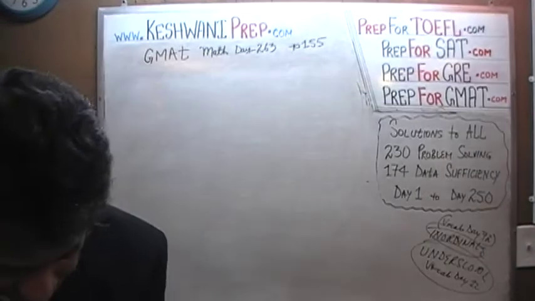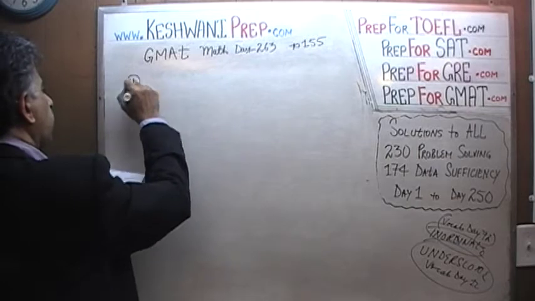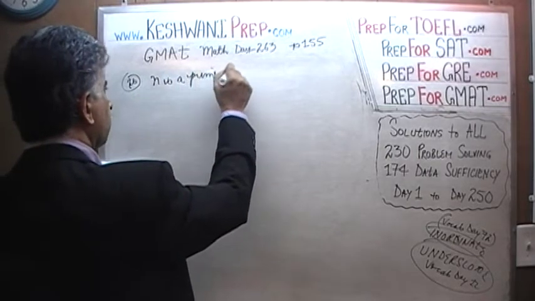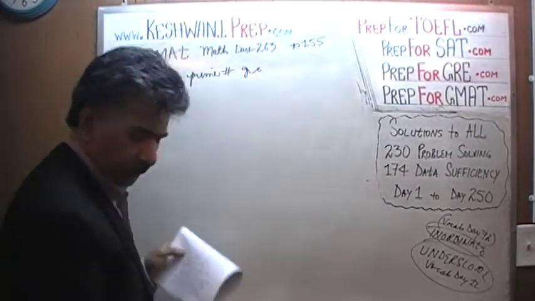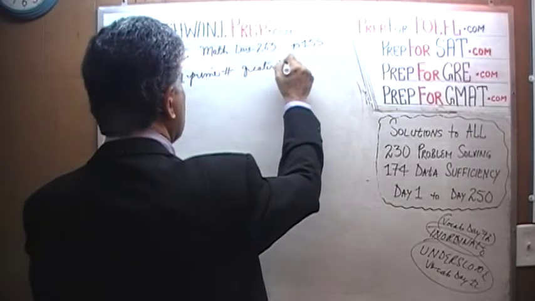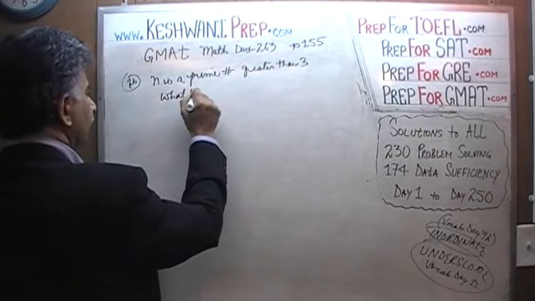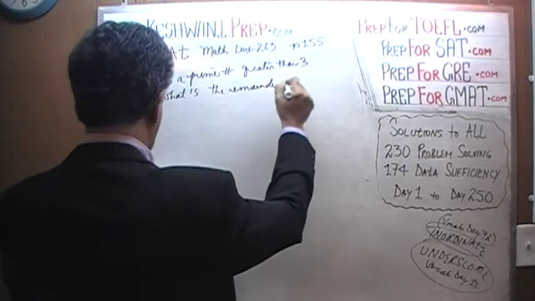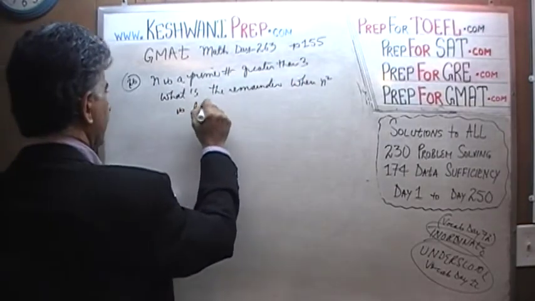Let's move on then. Next problem, 26. N is a prime number. We are told N is a prime number greater than 3. Question is, what's the remainder when n squared is divided by 12?